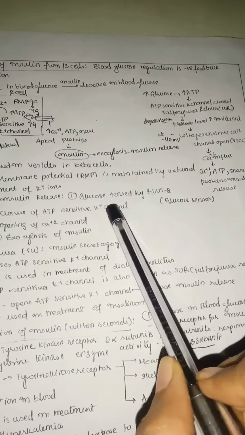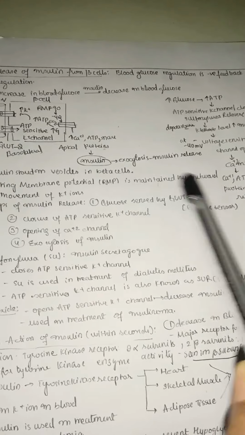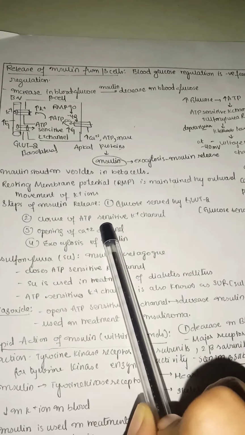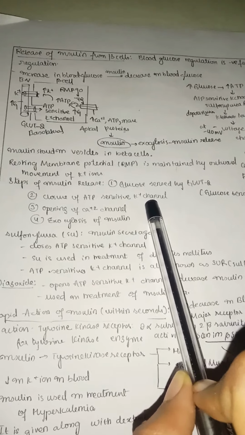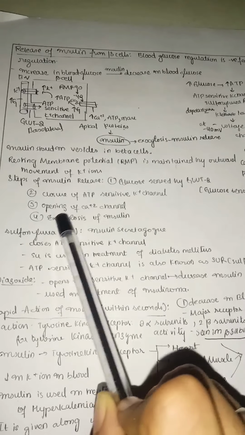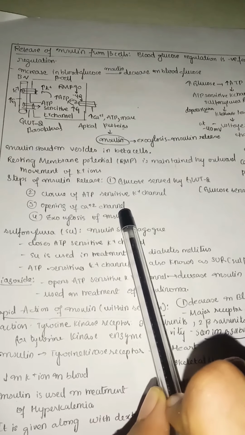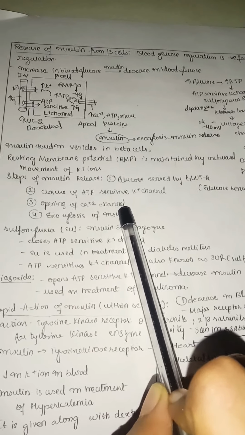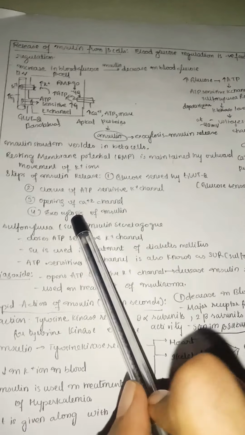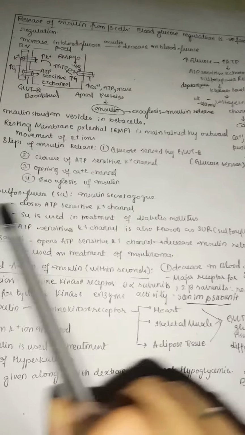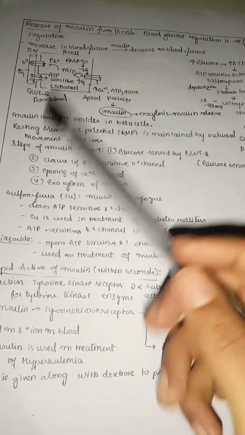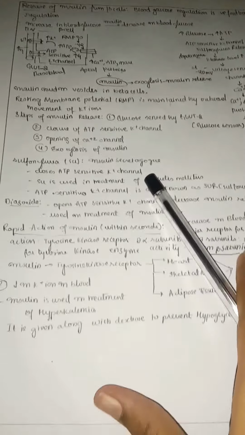So you can see here, glucose is sensed by the GLUT2 glucose sensor. This is the first step. Second step, closure of the ATP sensitive potassium channel, so that potassium inside the cell increases and the cell gets depolarized. After that, opening of the calcium channel. Because of this depolarization at -40, the calcium channel opens, with entry of calcium into the cells, snare proteins, etc. Finally, exocytosis of insulin. So this is a complete revision of our insulin release.